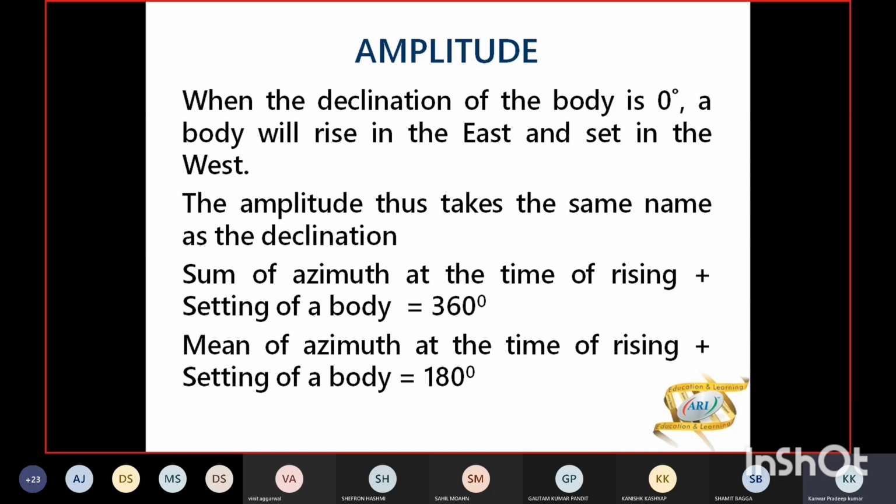But you will have to wait until evening. And if you are not moving, sometimes the ship is at anchor, then take the rising bearing and the setting bearing by compass, and then you will come to know the compass error. The sum of azimuth at the time of rising and setting of a body is equal to 360 degrees. The mean of azimuth at the time of rising and setting should be 180. Calculate it in your mind.